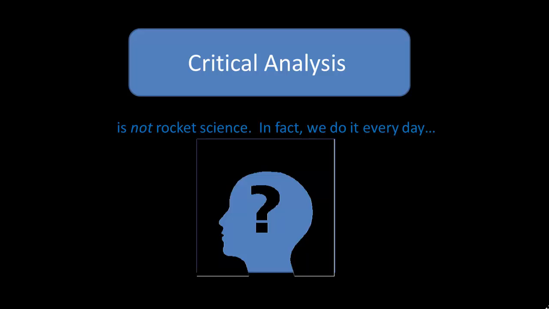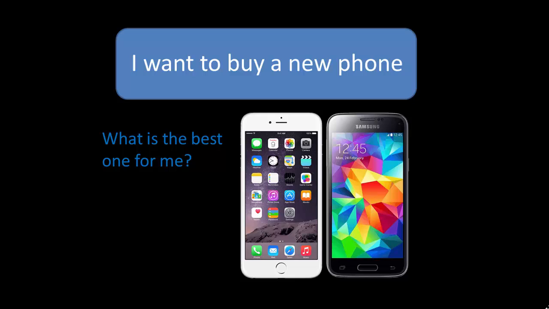And I'm going to use an example that we do every day, an example from real life to illustrate that fact. Let's imagine I want to buy a new phone. Now, I decide I'm going to buy a smartphone, as I've never had one before, but I've realised that there is such a wide variety, such a wide choice, I have to really think about which is the best one for me.